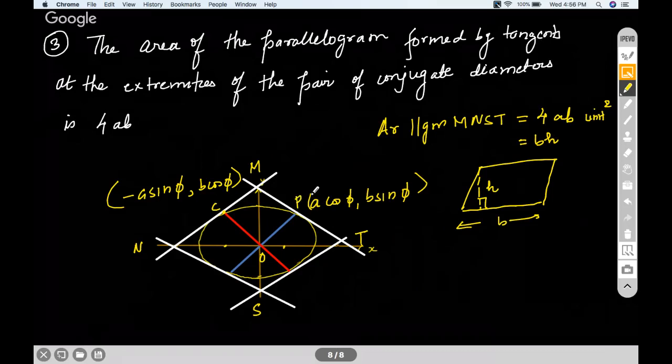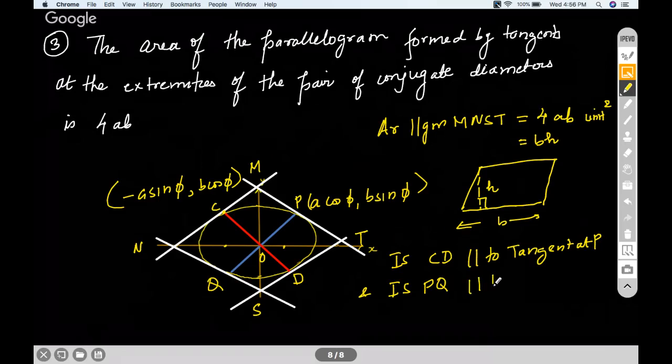Guys, first of all, I would like to know from you, is CD parallel to the tangent at P? So my question to you is, is CD parallel to the tangent at P? If yes, please type yes. And is PQ parallel to the tangent at C? If yes, please type yes on the chat box.